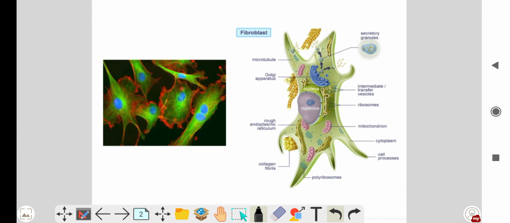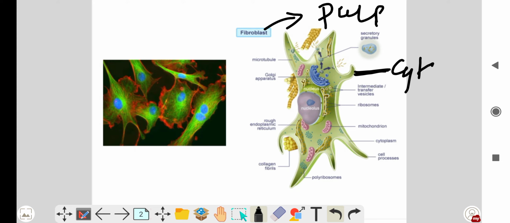So this is the electron microscopic view of a single cell, the fibroblast, most abundantly found in the connective tissue. This is also the most abundant cell in the pulp. These cells have extensive cytoplasmic processes. From these cytoplasmic processes, this cell attaches to another fibroblast.